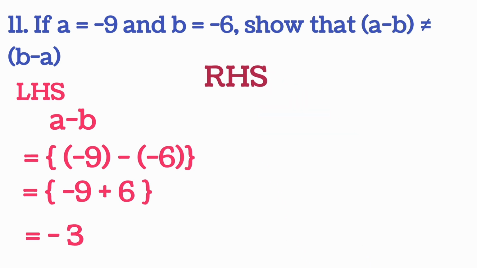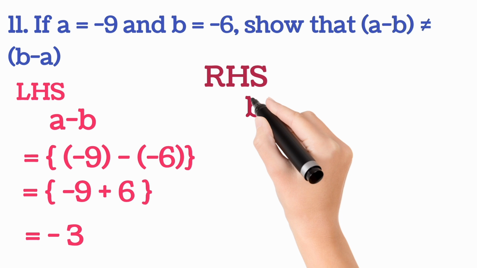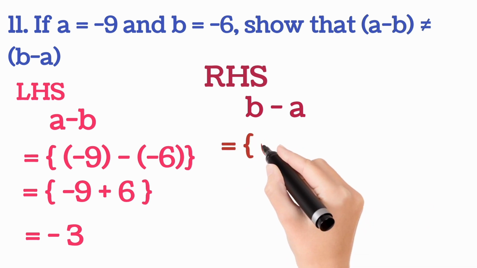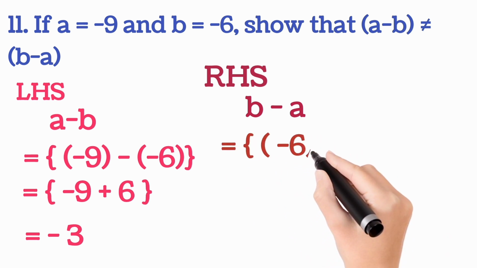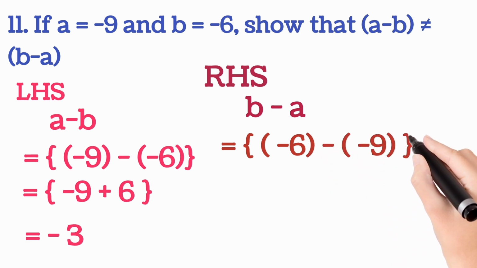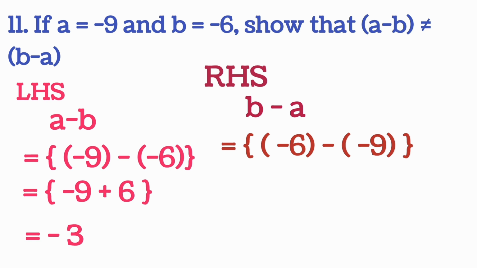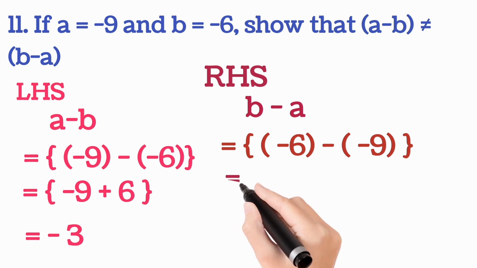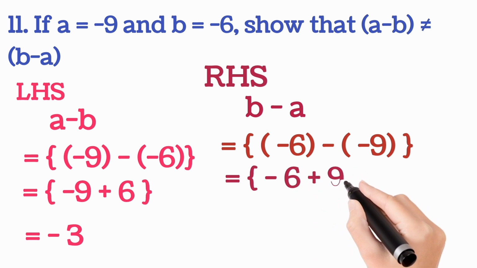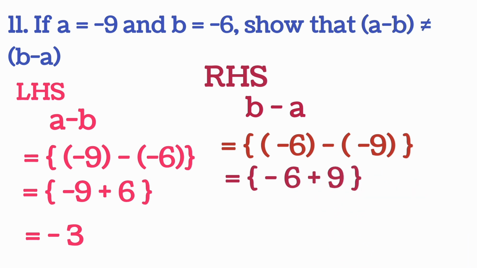Let's start the right hand side. Our right hand side is what? That is B minus A. So write B minus A. Now we will put the value. The value of B is minus 6. So let us start: first second bracket, keep minus 6 inside the bracket, minus, and the value of A is minus 9, and that also you keep inside the bracket. Now remove the first bracket. Second bracket, minus 6 minus minus 9 becomes minus 6 plus 9, second bracket close.